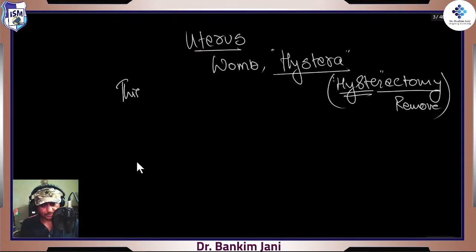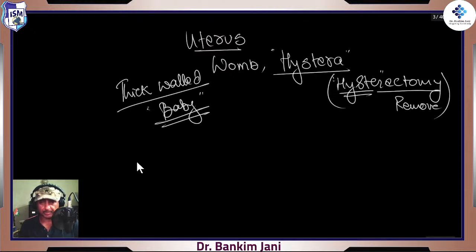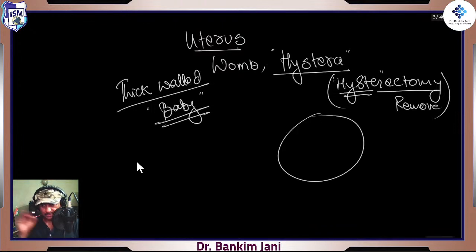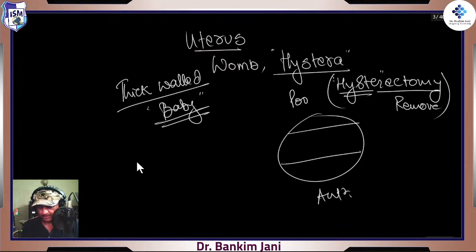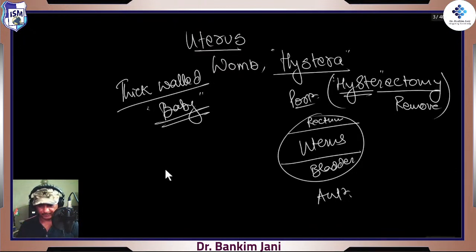Now, this is a pretty thick walled structure, and it makes sense also. It has to be thick because the baby will be spending a considerable amount of time during its development. Just a rough structure, if we say, anteriorly and posteriorly, things would be arranged something like this: over here it would be uterus, bladder over here, and rectum over here. This is a very rough layout. As we progress, we'll see how it really happens. But this is just a rough layout.